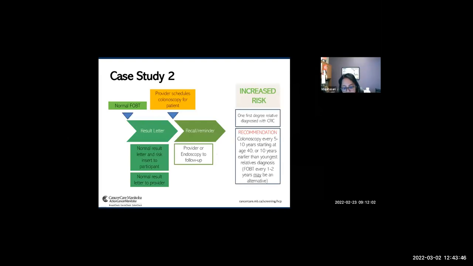So, this patient is considered at an increased risk as she has a first-degree relative with colorectal cancer. The recommendation is to do a colonoscopy every 5 to 10 years, starting at age 40, or 10 years earlier than youngest relative's diagnosis, or an FOBT every 1 to 2 years may be an alternative. So for this patient, when we order a colonoscopy, ColonCheck will send a reminder to the provider for endoscopy to follow up.